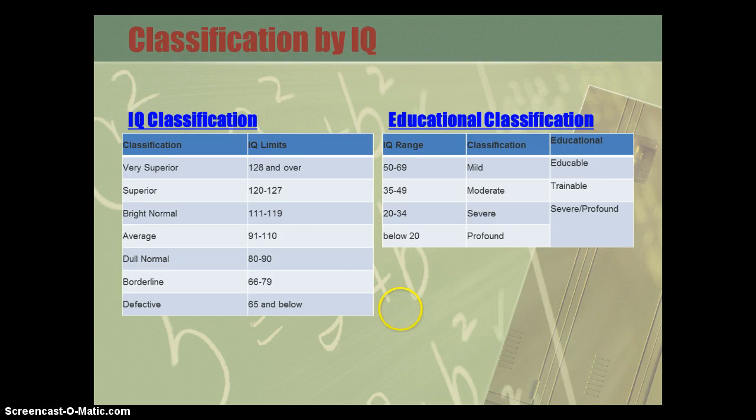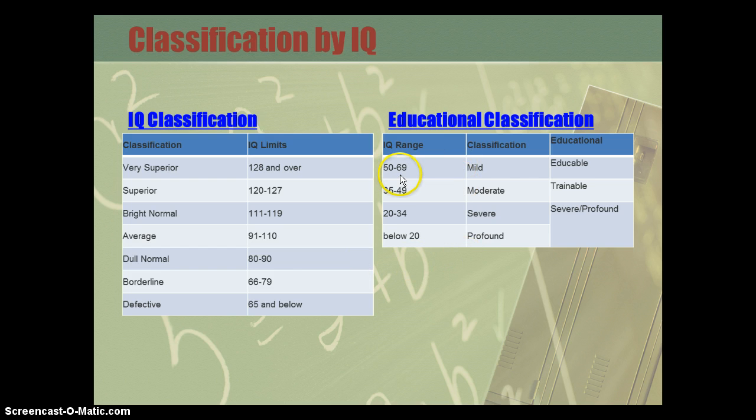Then we have IQ's classification. So if you look at IQ, if your IQ is average, this says between 91 and 110. It's actually usually considered to be between 85 and 115. And you go below that and you see 80 to 90 being low, dull, normal, 66 to 79 according to this would be borderline, and 65 and below is defective. Actually, the numbers we use now would be 70 here.